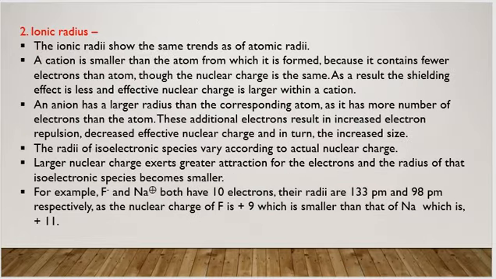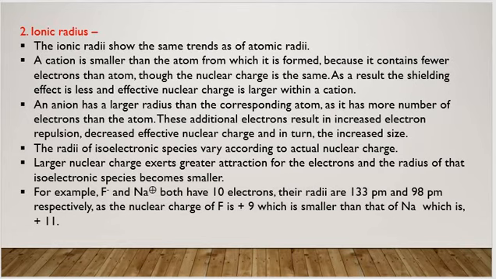Now, ionic radius. An atom forms a positively charged ion or cation by removal of one electron, and it could also form a negatively charged anion by gaining one or more electrons. A cation is smaller than the atom from which it is formed because it has fewer electrons than the original atom. So, after removal of an electron, the nuclear charge per electron will increase. As a result, the shielding effect is less and the effective nuclear charge is larger within the cation.